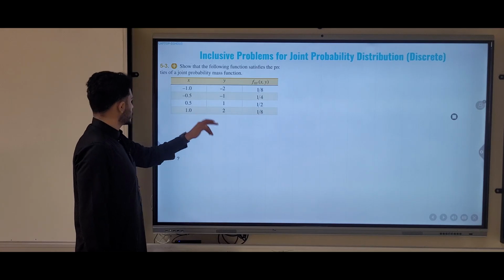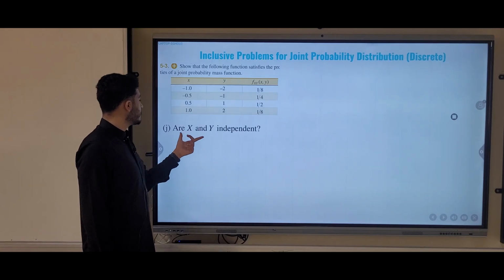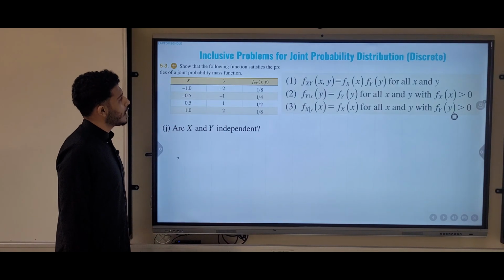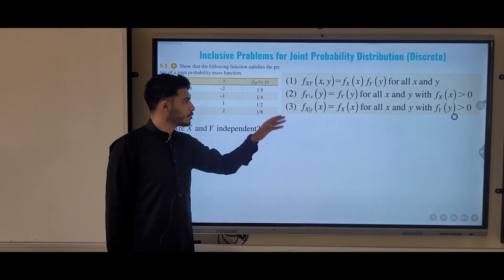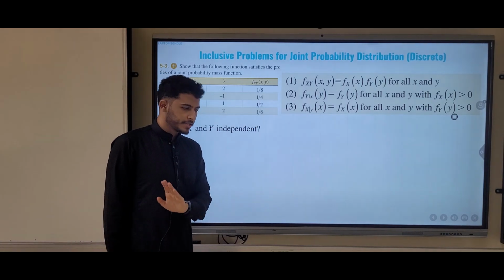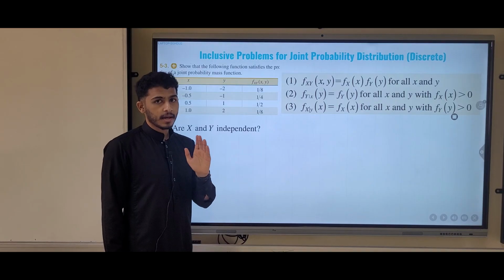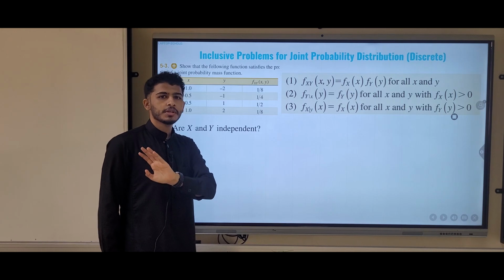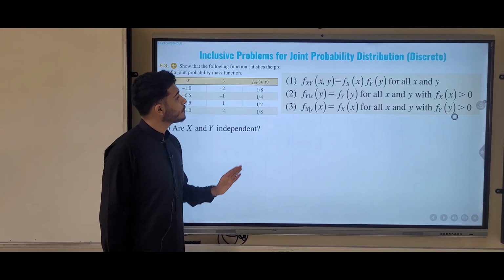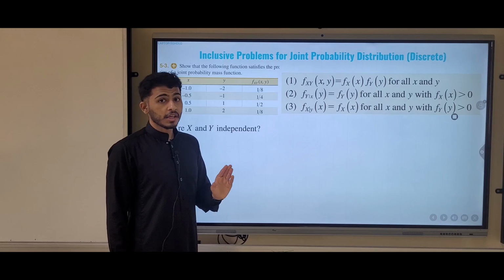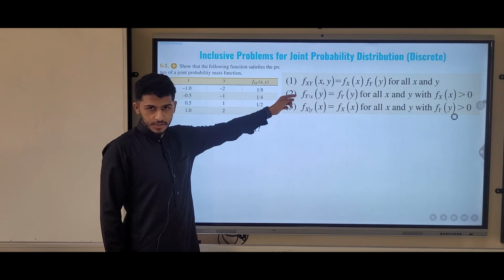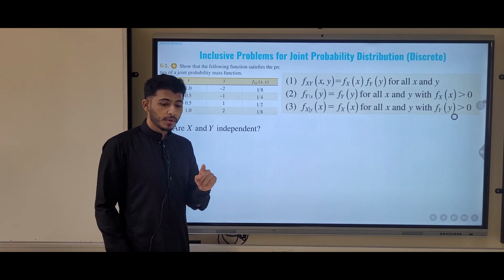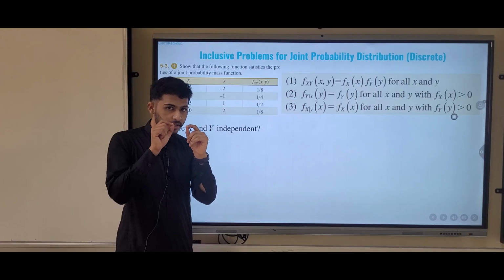Show that the following function, okay, it's the same question, but now we have to find the independence between capital X and capital Y. So how do we find the independence? We have all these three formulas. We have to make sure that one of them is true, so we can say that they are independent. If you prove that one of them is true, it's enough. However, you have to prove them for all X and Y. But if at least one of the X and Y's, not one of the statements, one of the X and Y's, we're gonna see the case right now.